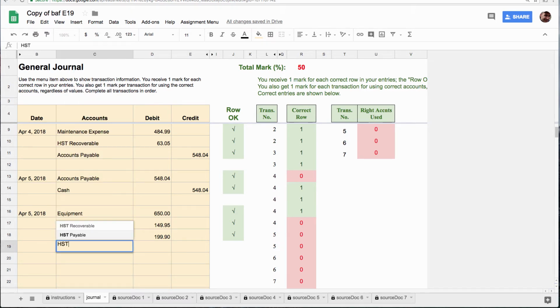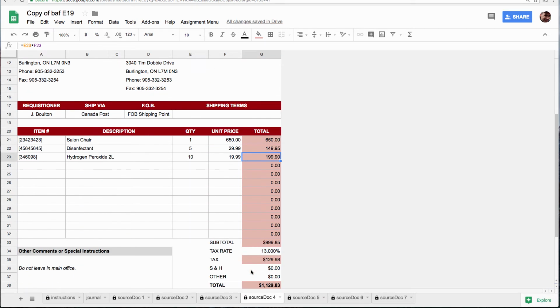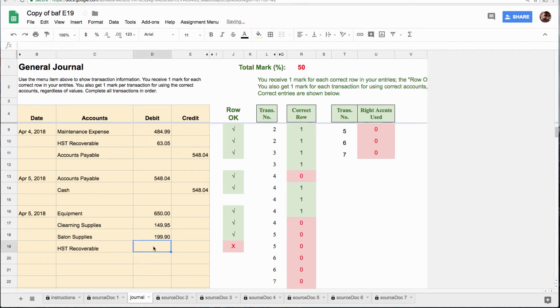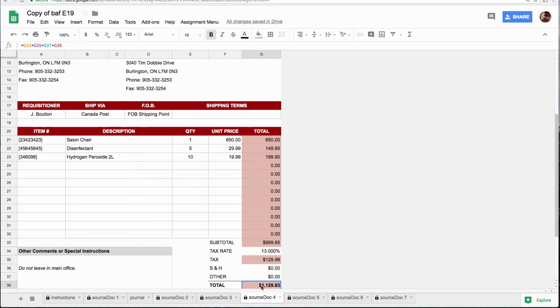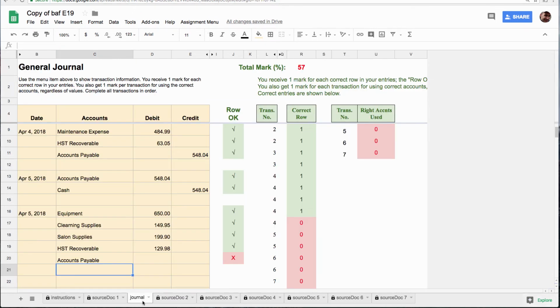But we still have tax. They've added tax on this, right? Amounting to $129.98. So that's all going to be claimed all in one go when we remit with the government. So we'll just put that all in one account all at once. So HST recoverable $129.98, and that leaves the grand total that we owe the company. So it's an accounts payable, and the total is this much, $1,129.83. Voila, next transaction.